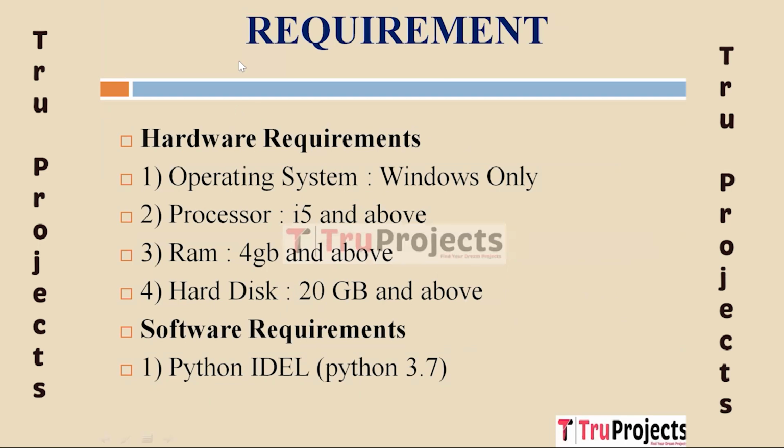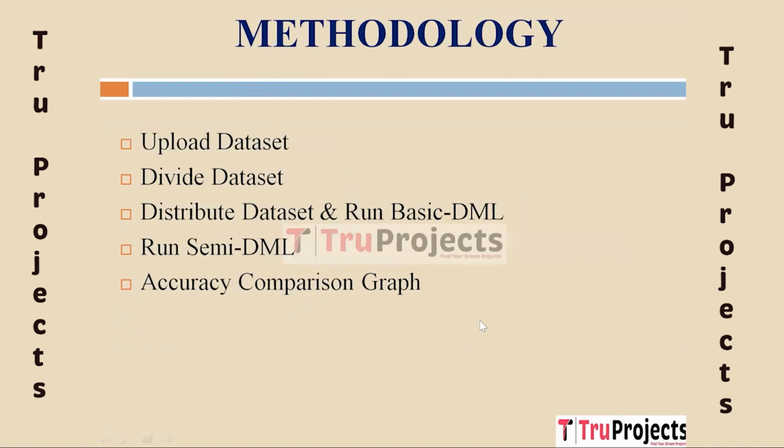Requirements. The requirements of the project are hardware requirements and software requirements. In hardware requirements, we have operating system Windows only, processor i5 and above, RAM 4GB and above, hard disk 20GB and above. In software requirements, we have Python IDLE with 3.7 version. Methodology. To implement this project, we have designed the following modules.